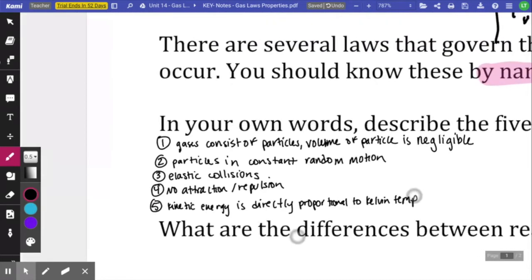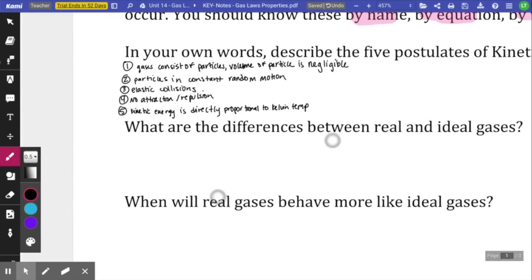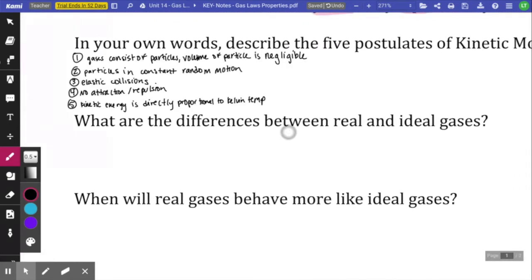Okay, so those are our 5 postulates that basically say how ideal gases behave. This is how we say gases should behave. These are the assumptions that we are making. However, guys, those are ideal gases, and we live in the real world. So there are some differences between those.